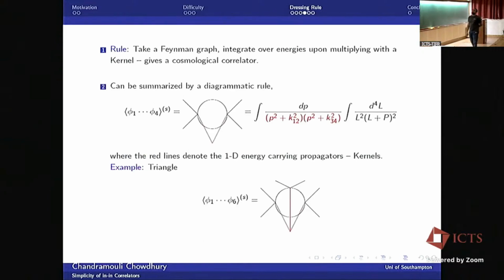Good. So the general rule is that you take any Feynman graph you like, and you integrate over the energies by multiplying with some kernel. Okay? And this computes the cosmological correlator, or the in-in correlator. So for example, if I look at the bubble diagram that I just described, you take your flat space bubble diagram and you attach 2 propagators, which are one-dimensional, only carry energies, and have the structure. And then you can just write this diagrammatic rule for any general graph like this.